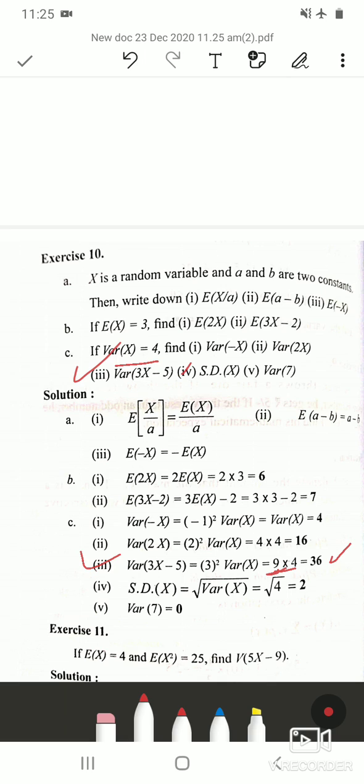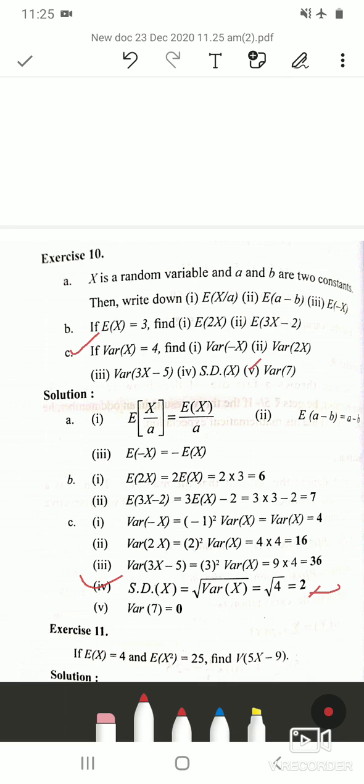And then they have asked to find out the standard deviation of x. So we know standard deviation is the square root of variance. They have given the variance of x as 4. Therefore standard deviation of x would be square root of variance of x, which is square root of 4, that is 2. Therefore for the given variance as 4, the standard deviation is 2.